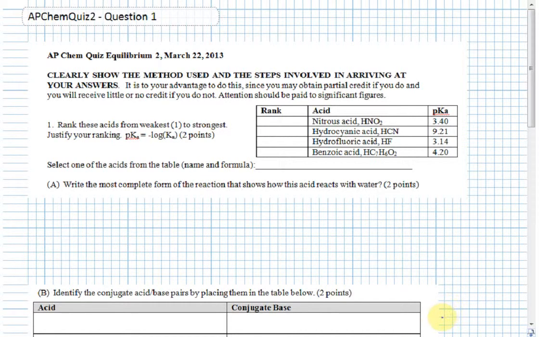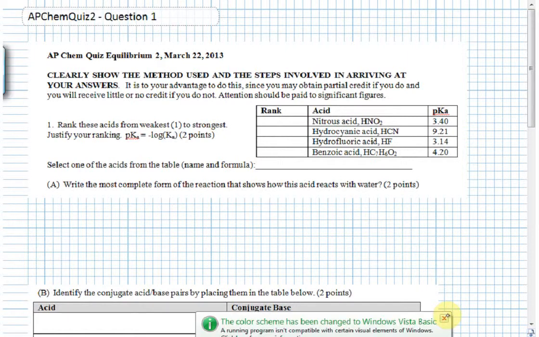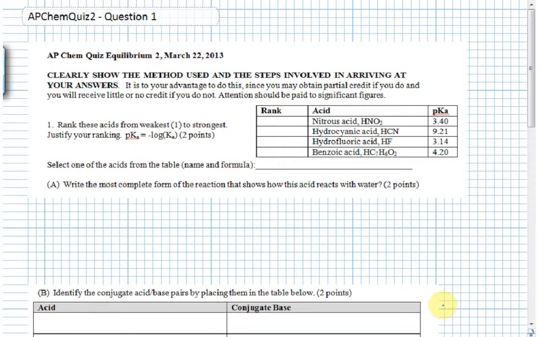Okay, this is a review of Quiz 2 in AP Chem. So, question number one. First thing you had to do was rank these acids from the weakest to the strongest weak acid. All right, so we've got pKa.